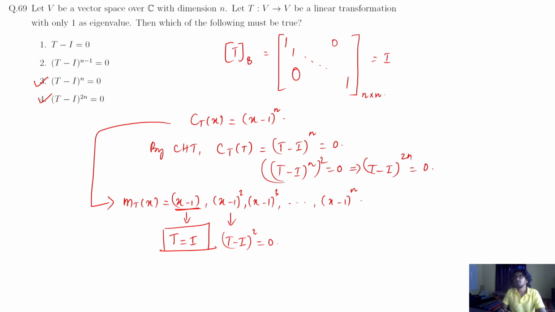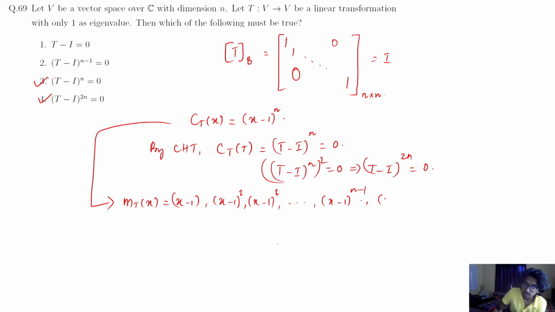Okay, but there is no guarantee that your (x − 1)² is also a minimal polynomial. So your minimal polynomial has these many chances. N different chances are there for the minimal polynomial. So in this case we cannot conclude anything.